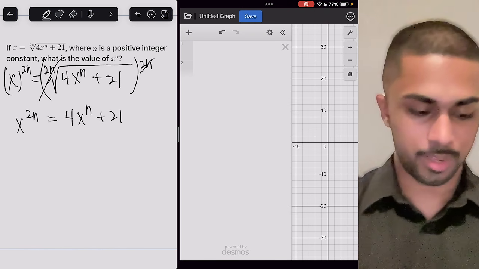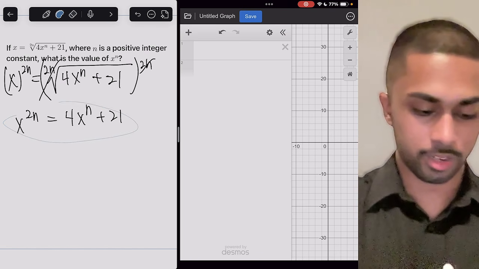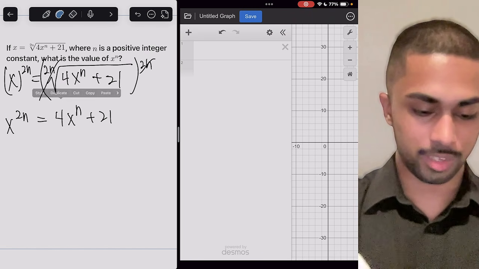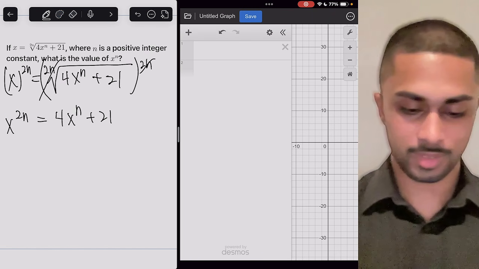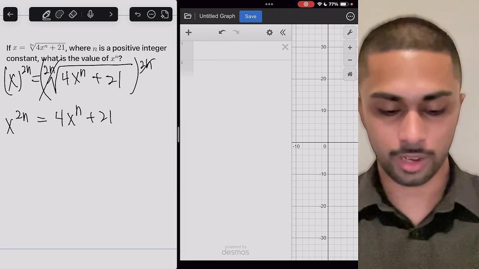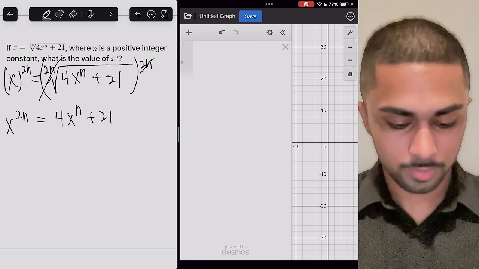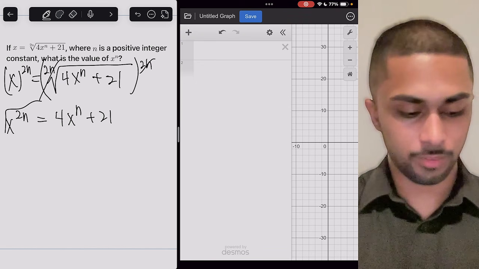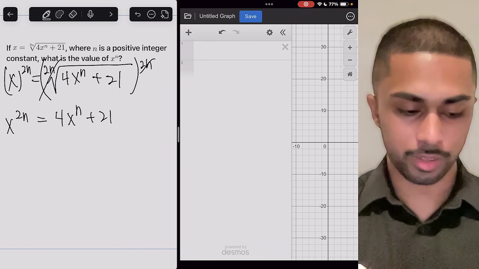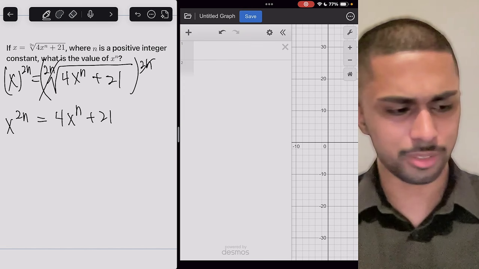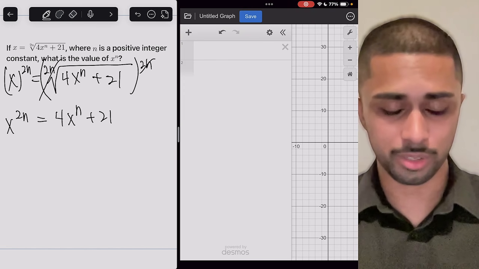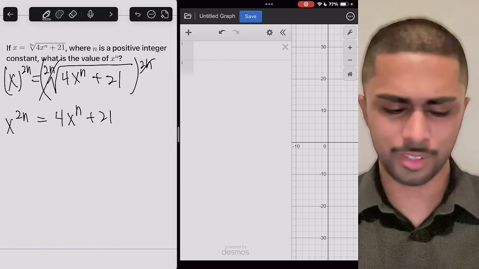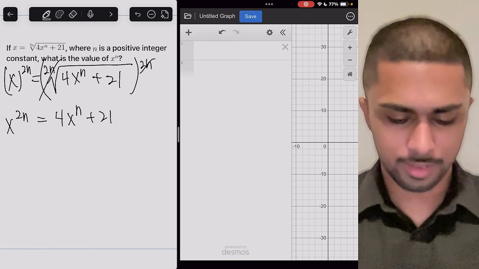All right, from here, this is the next place that the SAT is going to try to get you. This is not a form that's easy to work with. And I've seen a lot of students do some crazy stuff here, even some tutors, like logarithms and everything. You don't need to do any of that.